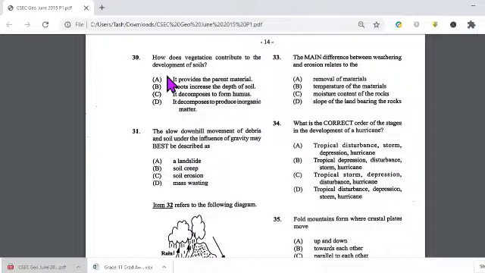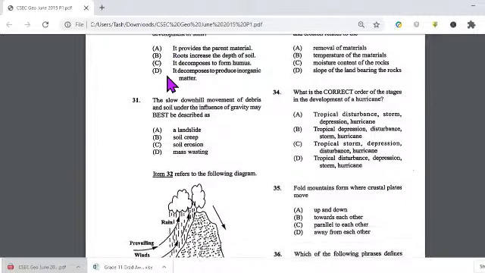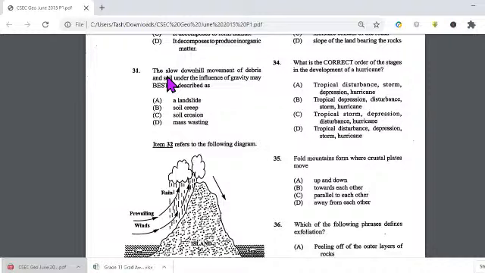35, fold mountains form where crustal plates move up and down, towards each other, parallel to each other, or away from each other. So we don't have any up and down movement.